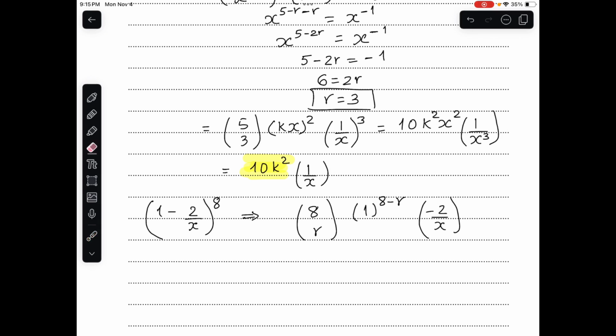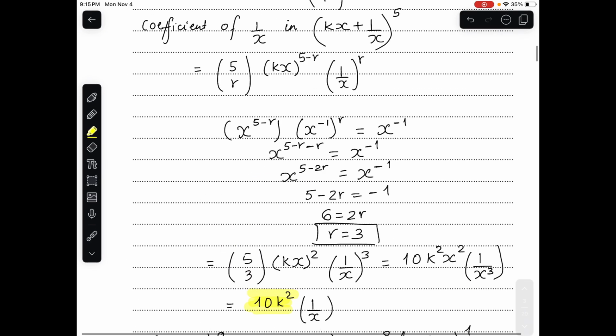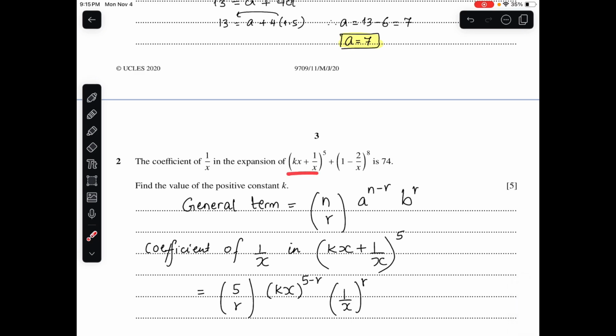So replace r as 1 everywhere. If you replace r as 1, you get 8C1, which is equal to 8. 1 to the power of anything is 1, times minus 2 over x, which is minus 16 times 1 over x. That means the coefficient of 1 over x is minus 16. Now these two coefficients, when added together, is equal to 74.